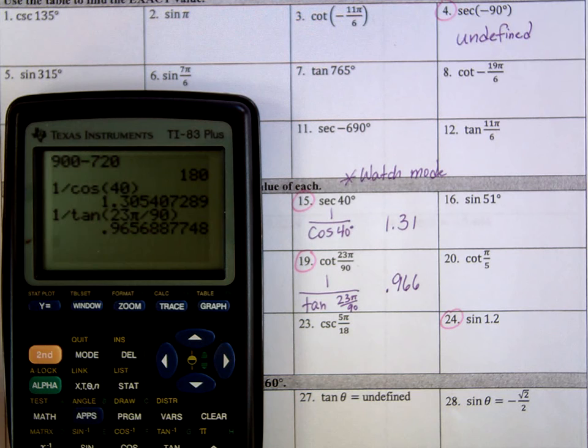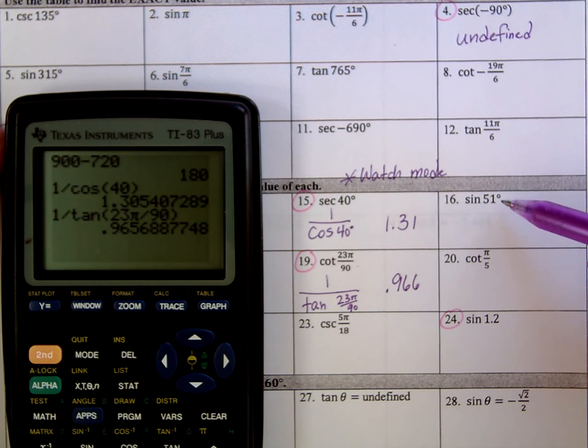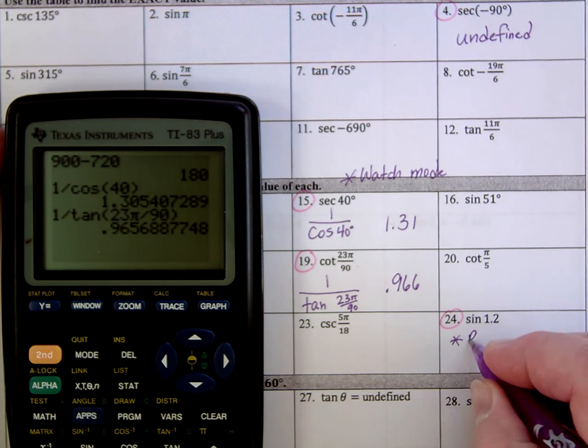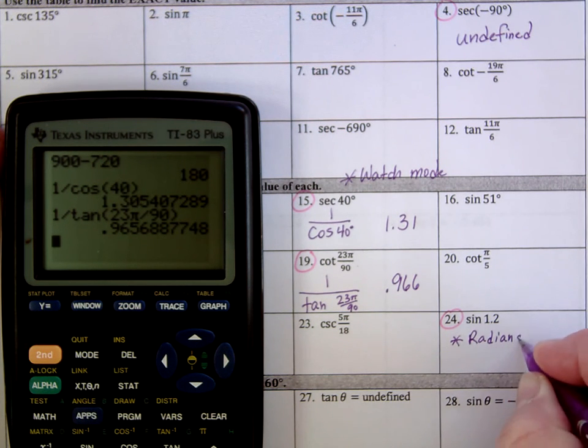Again, 2 or 3 decimal places is fine, whatever you choose. Last one I want to do is 24, because they tried to trick you in 24. Wouldn't you think that that's the sine of 1.2 degrees? But it's not. And here's the reason why. See how this number 16 has a degree symbol and number 24 doesn't? That means that this is in radians. 1.2 radians. Without the degree symbol, it's in radians.